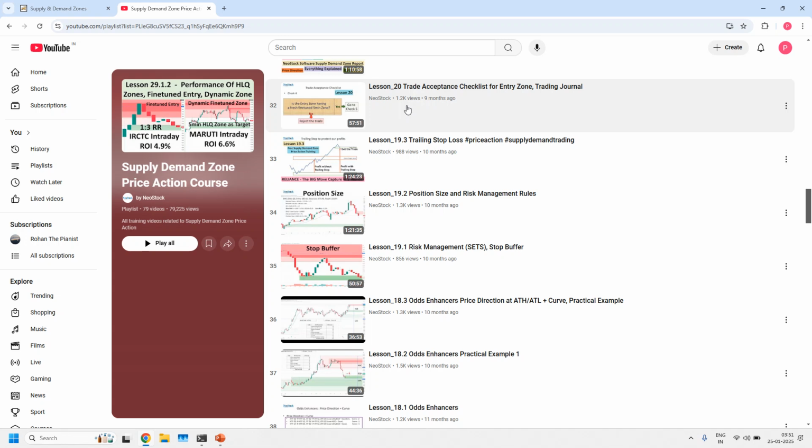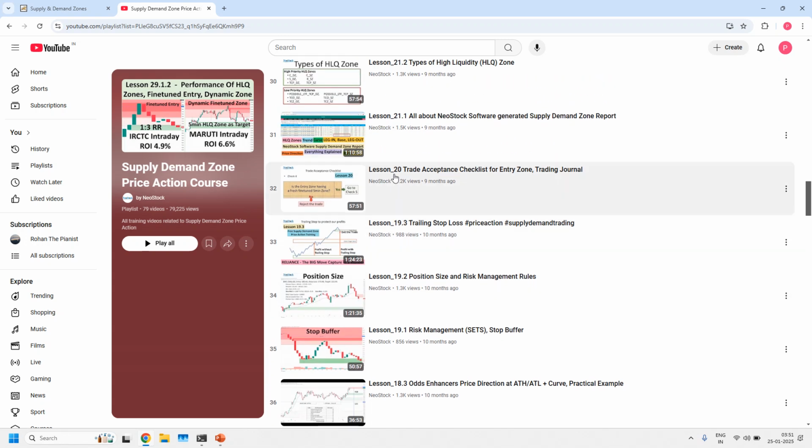But apart from these concepts, I have also explained strategies in the third phase of the training. I've been explaining different strategies in the third phase of our training starting from lesson 21. In lesson 21, I talked about the HLQ zone strategy that I developed by using daily and 75 minutes high liquidity zones. That is what you learned in lesson 29.1 video. For lesson 29.1, we have 2 videos available.